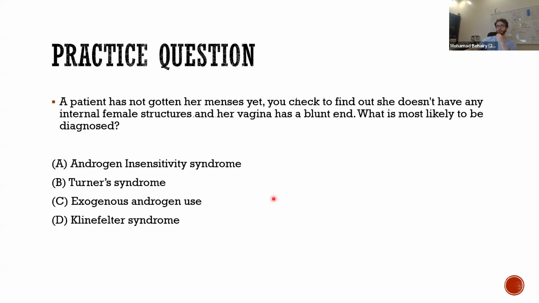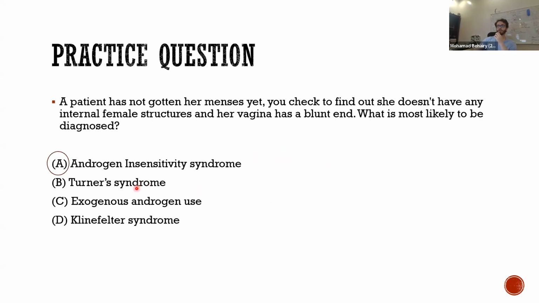A patient has not gotten her menses yet. You check and find that she doesn't have any internal female structures, and her vagina has a blunt end. You don't know, is this a clitoris? What is this exactly? What is she most likely to be diagnosed with? The answer to this would be androgen insensitivity syndrome.